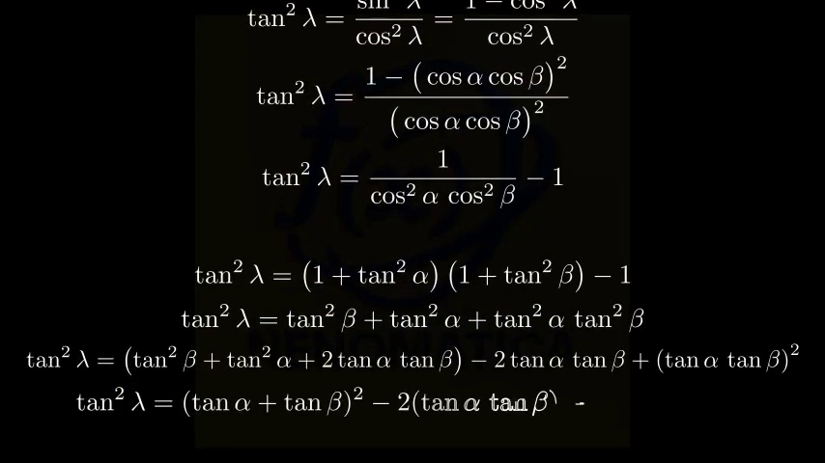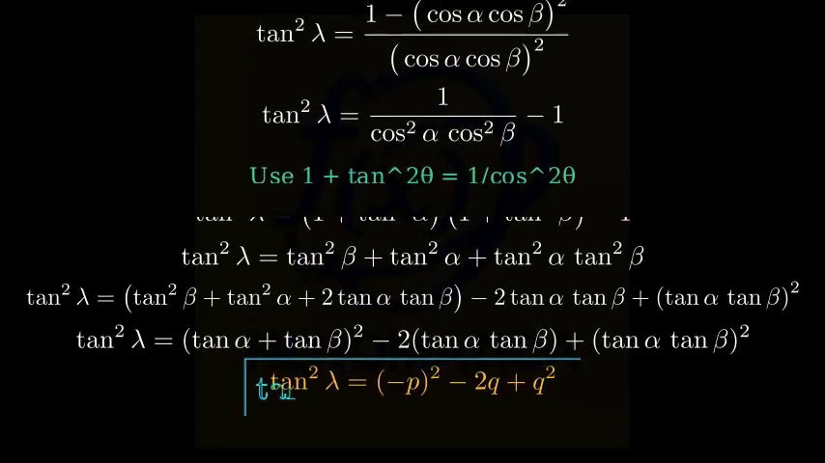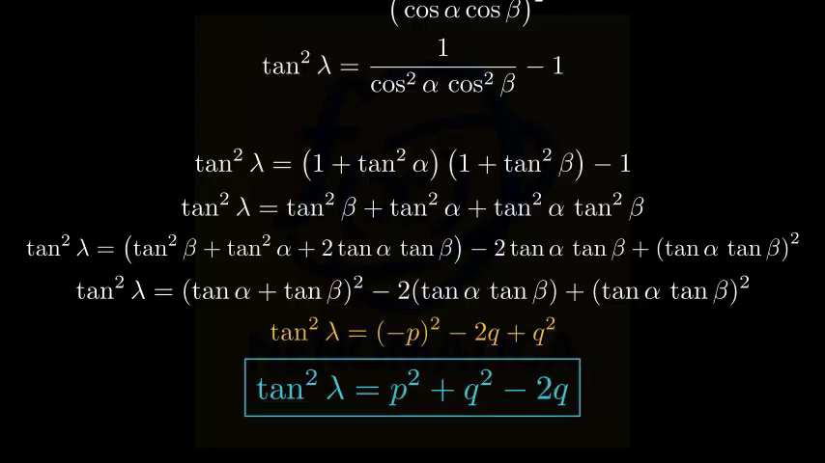Step 7. Recognize the square. The bracket is tangent alpha plus tangent beta, squared. Replace tangent alpha plus tangent beta by negative p and tangent alpha times tangent beta by q. Square negative p to get p squared. Finally, simplify. The answer is p squared plus q squared minus 2q.